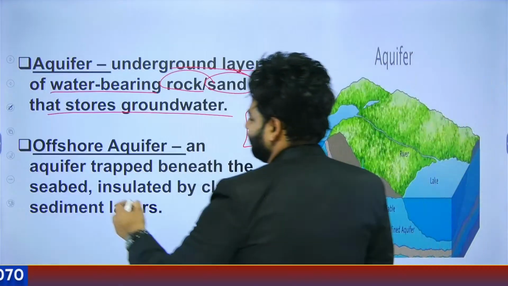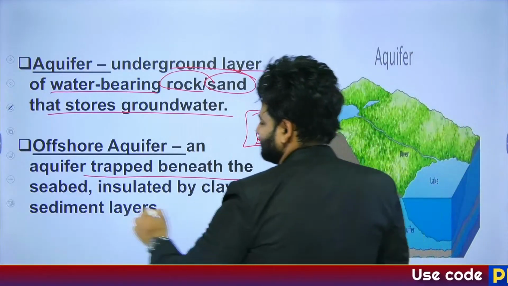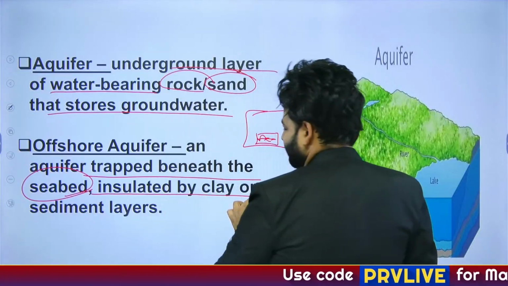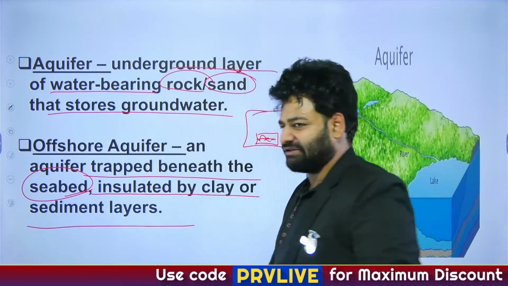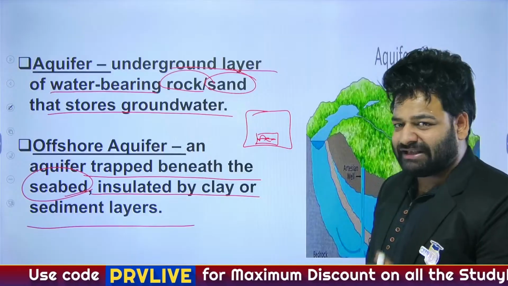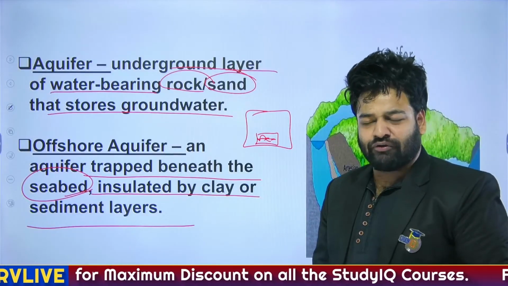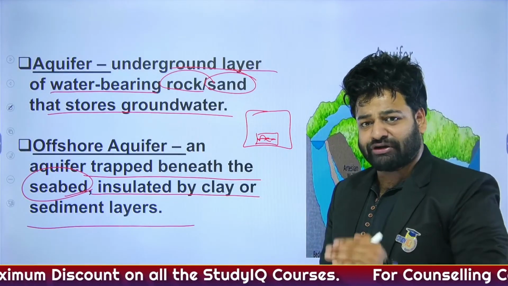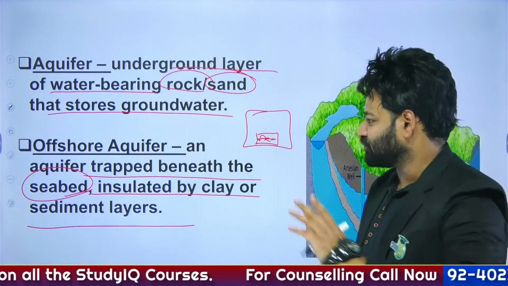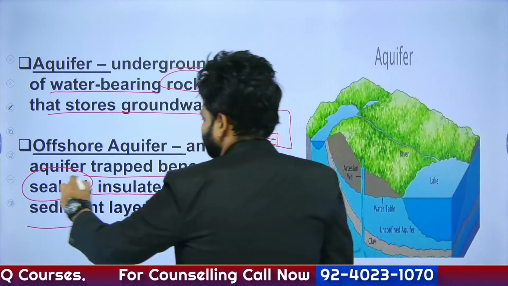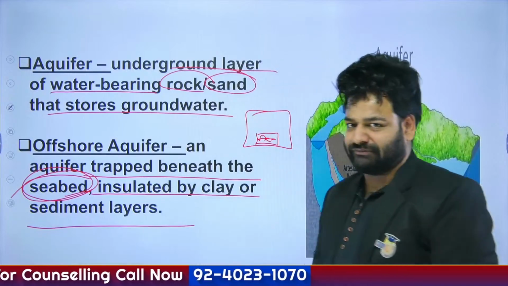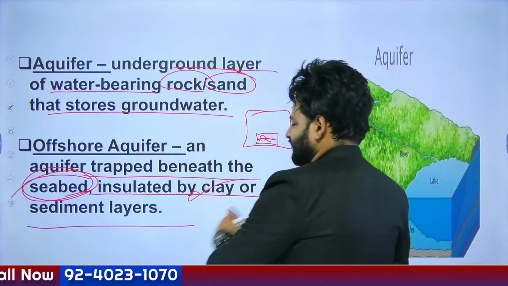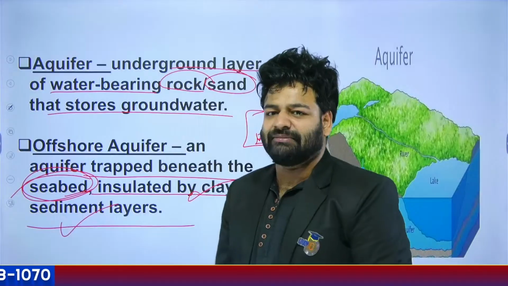So it's an aquifer trapped beneath the seabed, insulated by clay or sedimented layers, right? If I say aquifer, it's a groundwater storage within a water body. When I say offshore aquifer, it is something that is inside the seabed and that is insulated by either clay or some other sediment layers.